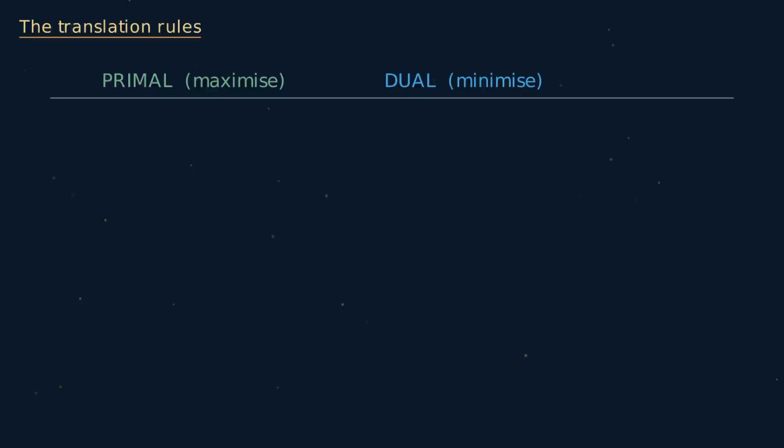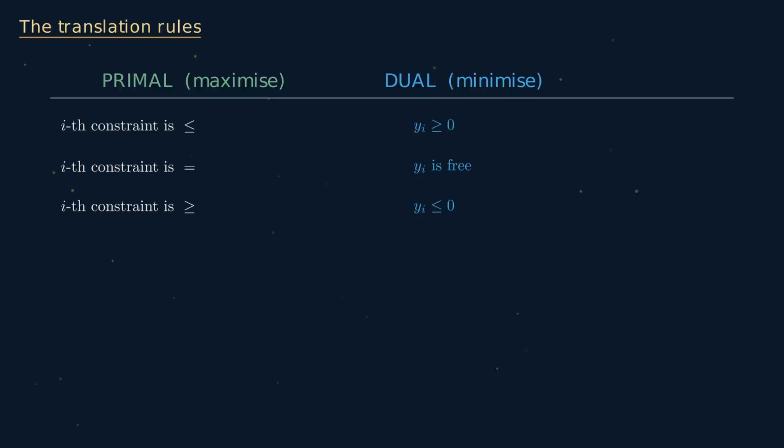Real problems are messier. Some constraints are equalities. Some variables can go negative. There is a fixed dictionary for all of it, and it fits on one card. A less than constraint gives a price that must stay positive. An equality frees its price to be any sign at all. A greater than flips the price negative. Coming the other way, an ordinary non-negative variable makes an inequality in the dual, a free variable makes an equation.